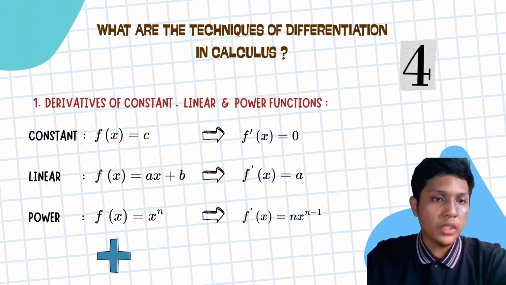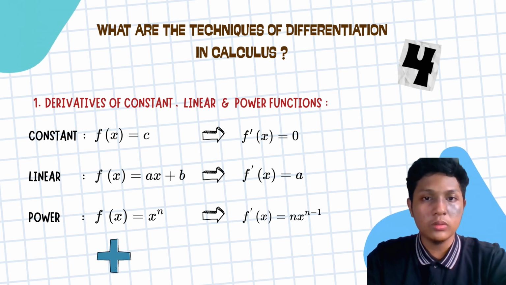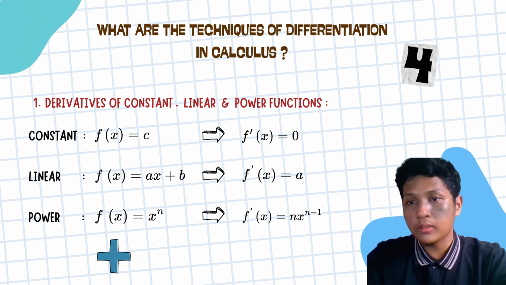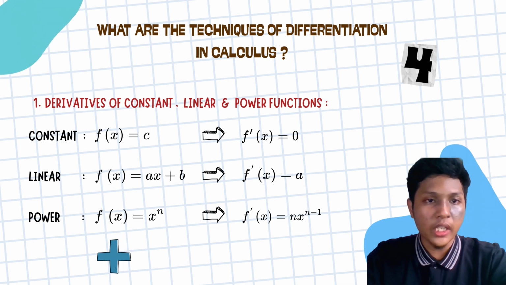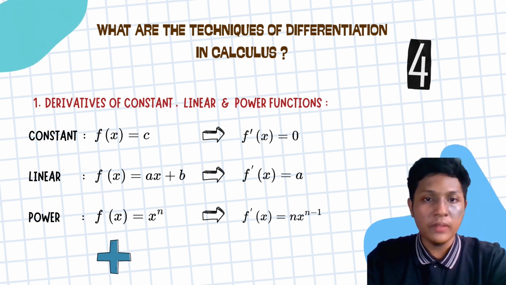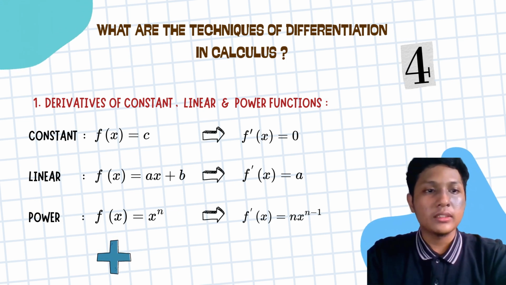Now, the power rule has a function that is equal to x to the power of n. So, to differentiate, you have to bring the power down into the front and subtract 1 from the exponent. So then you get n times x to the power of n minus 1. Now, on to the second slide.